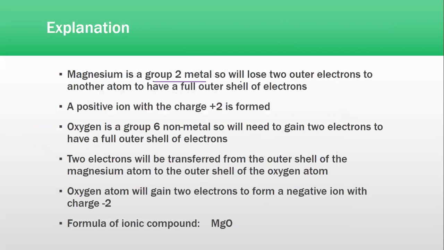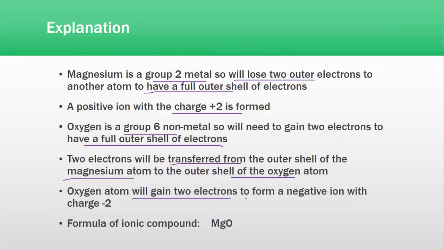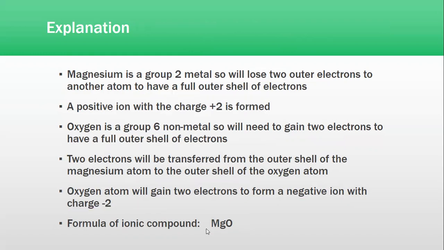Magnesium is a group 2 metal, so it will lose two outer electrons to have a full outer shell of electrons. A positive ion with a charge of +2 is formed. Oxygen, on the other hand, is a group 6 non-metal, so it will need to gain two electrons to have a full outer shell of electrons. Two electrons will be transferred from the outer shell of the magnesium atom to the outer shell of the oxygen atom. The oxygen atom will gain two electrons to form a negative ion with a charge of -2. So the formula of the ionic compound would be MgO.